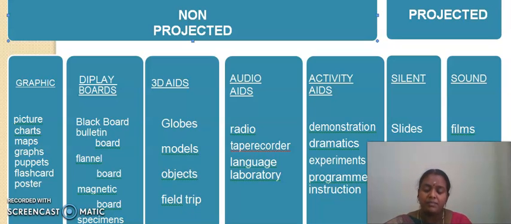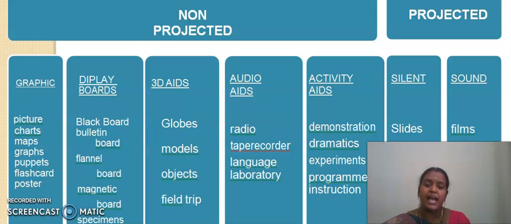You might have heard this particular word, blackboard, bulletin board. Bulletin board is nothing but the news board, notice board. We can see that in the campus, right? Bulletin board. Then flannel board. This is a big size board which is used to display the chart and all. Then magnetic board, then specimens. So these are the display boards.